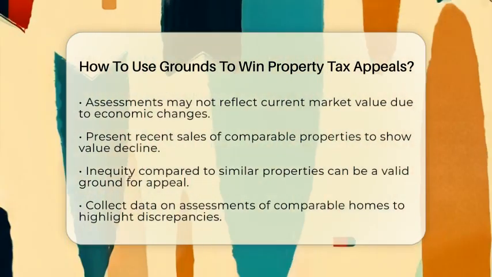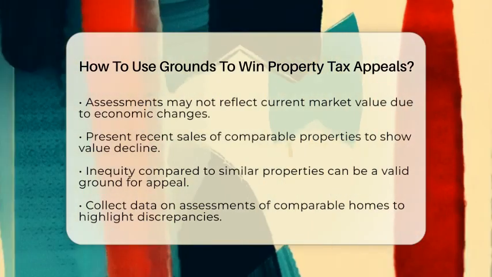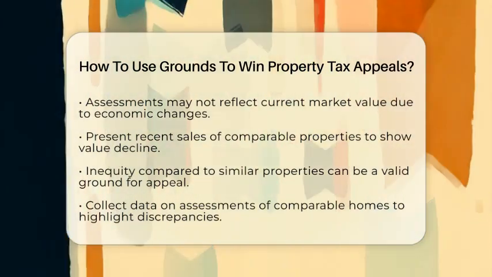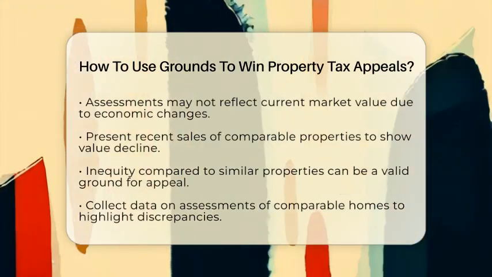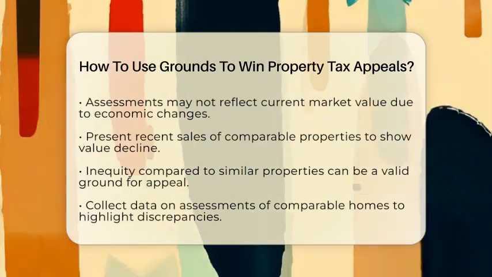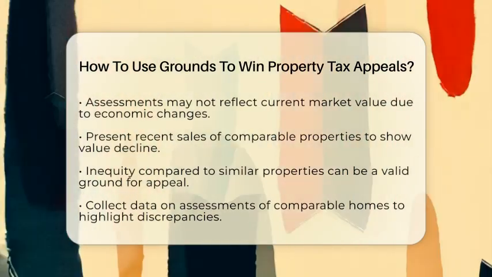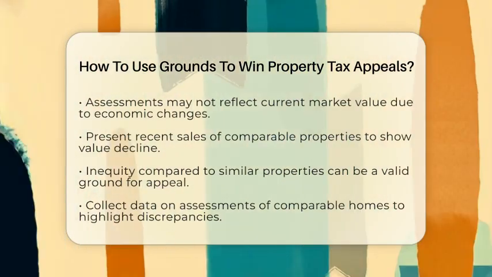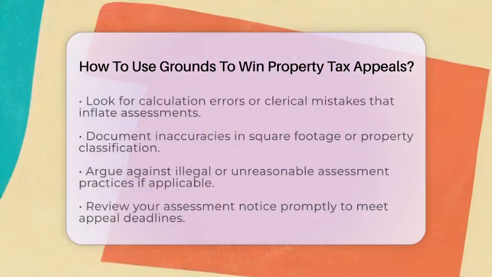Errors in calculation or clerical mistakes can inflate your assessment as well. Look for any inaccuracies in the assessor's calculations, such as incorrect square footage or wrong property classification. Documenting these errors can significantly bolster your appeal.